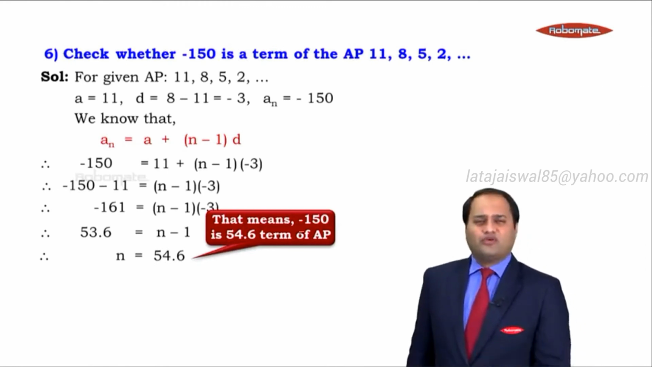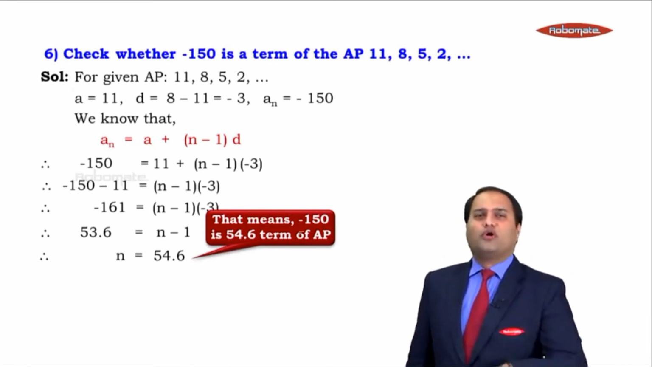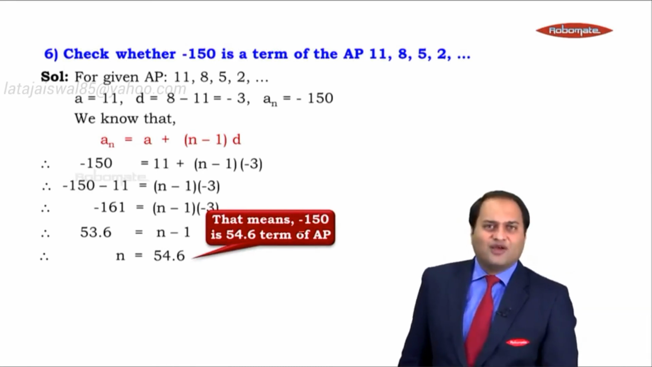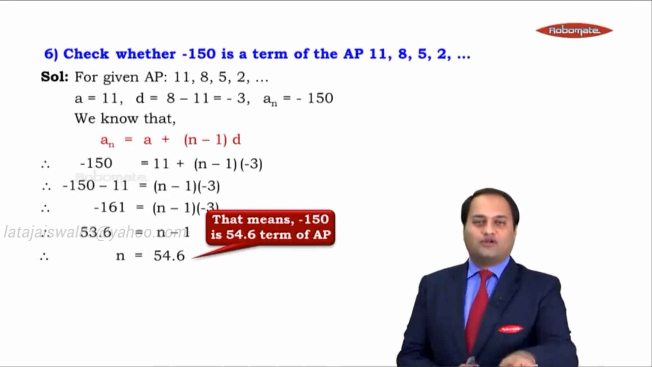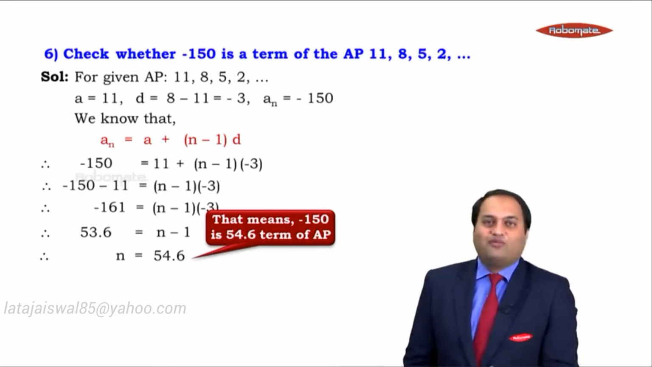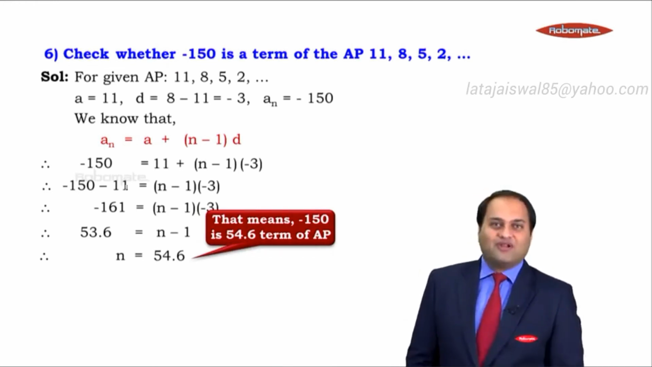But how is it possible? See, let's take an example. How can your roll number be 2.2 or 2.3 in the class? Your roll number needs to be a natural number, right? It has to be either roll number 1 or 2 or 3 or 4 or 10 or whatever. It cannot be in decimal. Similarly, the position of a term cannot be in decimal.